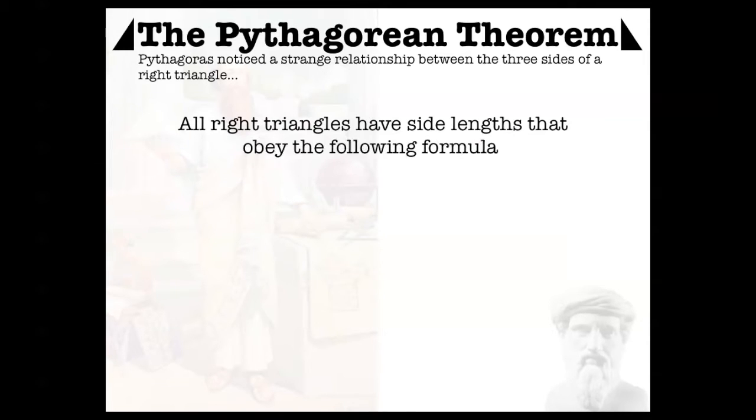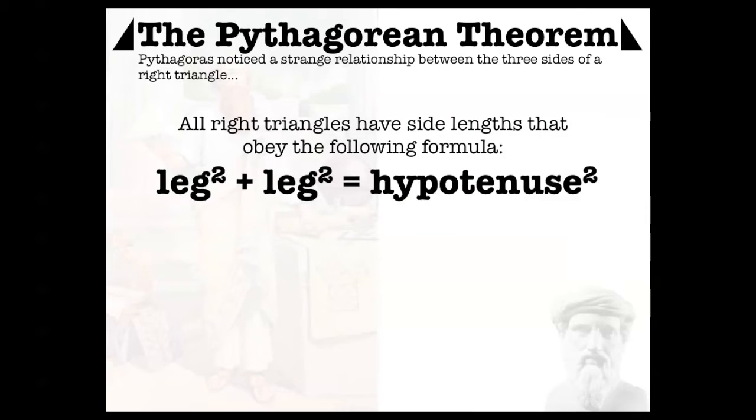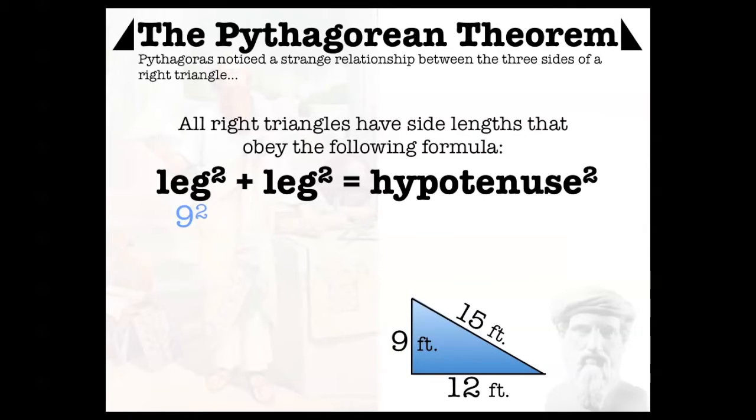Well, what Pythagoras and all his Pythagorean buddies noticed is that all right triangles have side lengths that obey this formula. The square of one leg plus the square of another leg equals the square of the length of the hypotenuse. So we saw that with the 3, 4, 5 right triangle, but it works with any right triangle. So if one leg is 9 feet and another leg is 12 feet, then the hypotenuse would have to be 15 feet. That's the only way that this triangle would work, and I'll show you why.